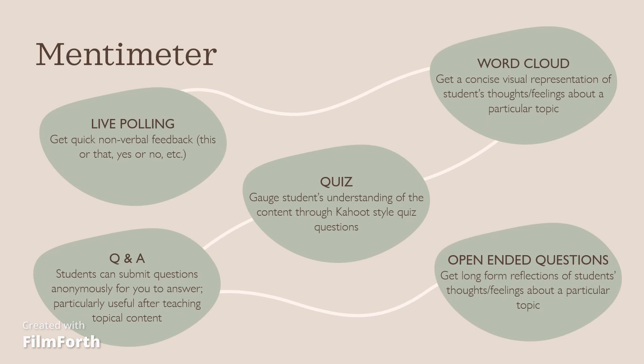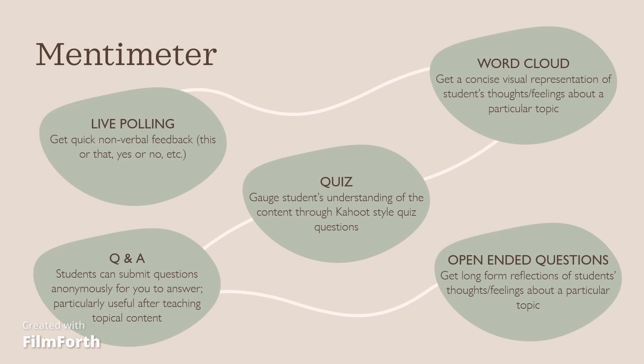So Mentimeter is a platform where you can create presentations, and it also has different features that you can use to get your students' input while you're presenting. So it has a live polling option, a word cloud option where you can get a quick snapshot of your students' thoughts and feelings about a particular topic. It has a quiz option, so you can do a little check-in to see if they understood the content. A Q&A feature where they can submit questions, and then a feature where you can ask open-ended questions and get long-form reflections of what they're thinking and feeling about what you just taught.